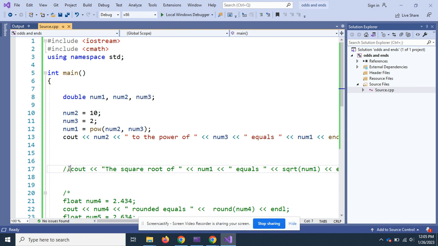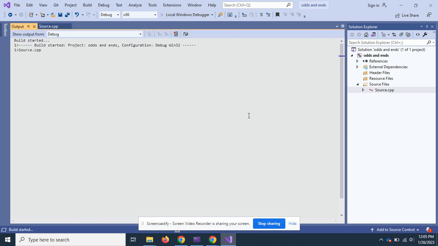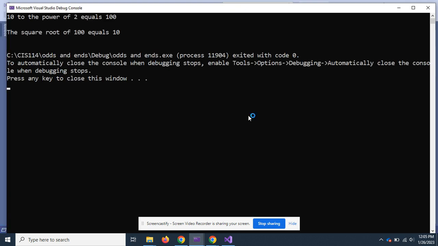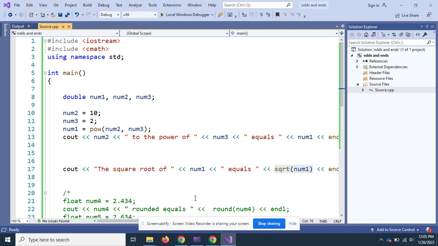All right. The next one is the square root function. It's a little more cut and dry. I'm going to use the 100 that I got before this and just do the square root on it. It's just SQRT, and inside parentheses, you're going to put your variable, right? Run that. The square root of 100 equals 10.